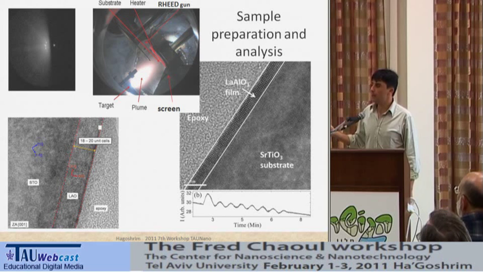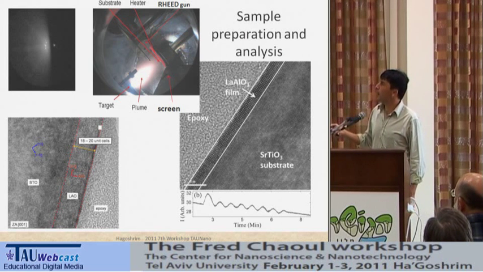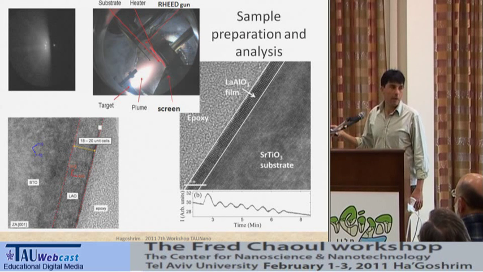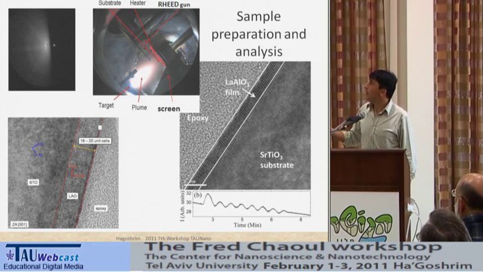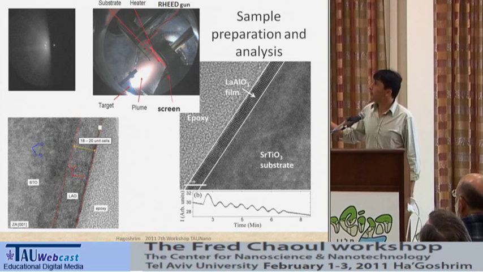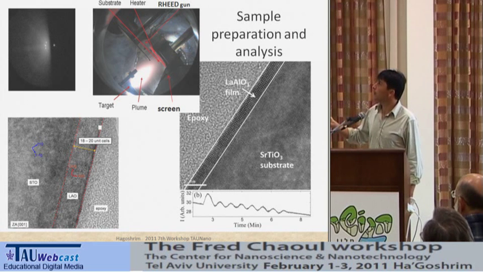It's a UV laser, 248 nanometers, 10 nanosecond pulse. And the laser hits a target. In our case, it's lanthanum aluminate. And this is not lanthanum aluminate because the plume is quite large here. And there is a heated substrate here, and the material evaporates onto the substrate.